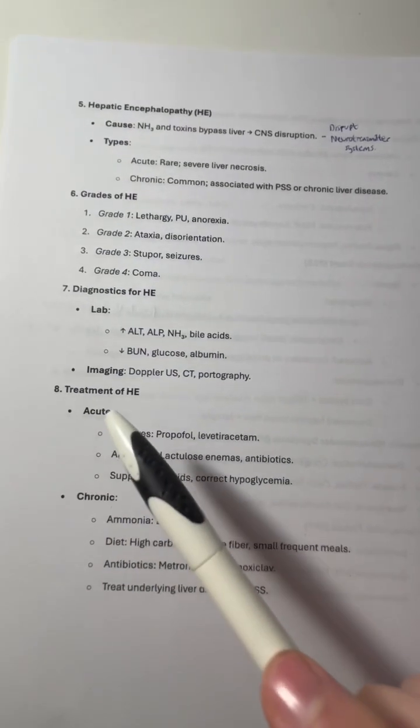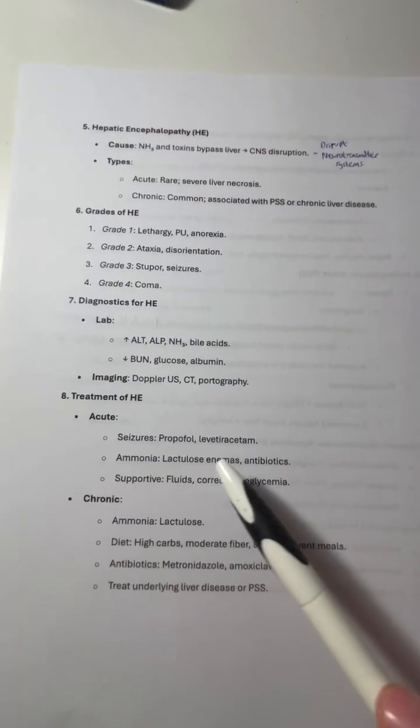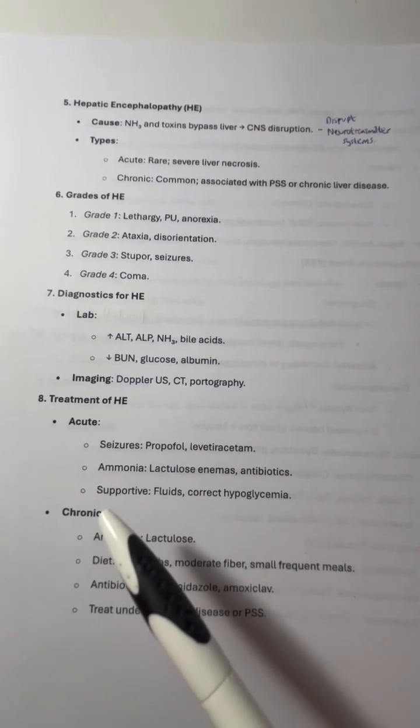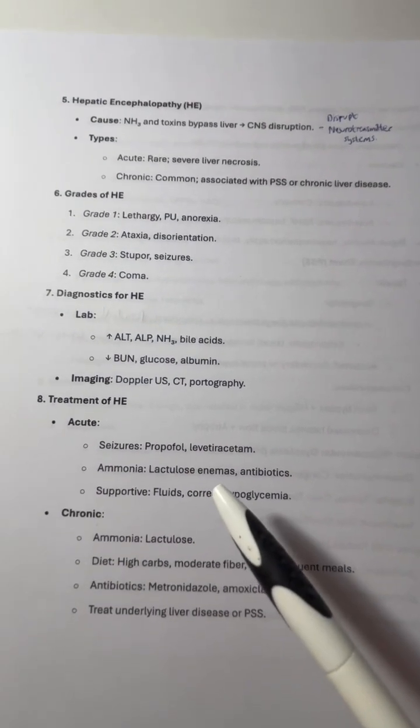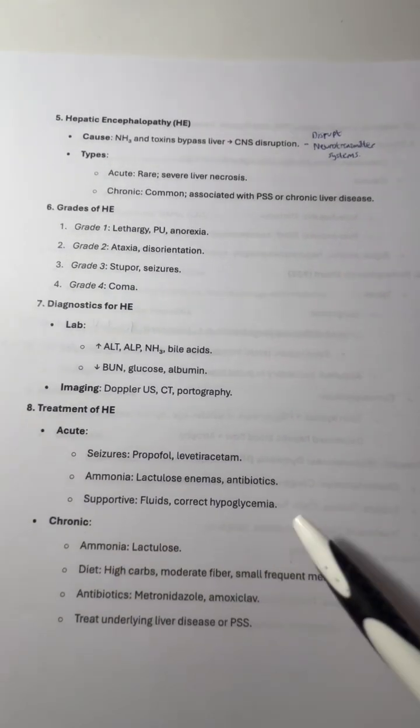For the treatment of hepatic encephalopathy, in acute cases, to treat seizures, you give levetiracetam. To treat ammonia, you give lactulose enemas. And you also give supportive therapy by giving fluids and treating hypoglycemia.